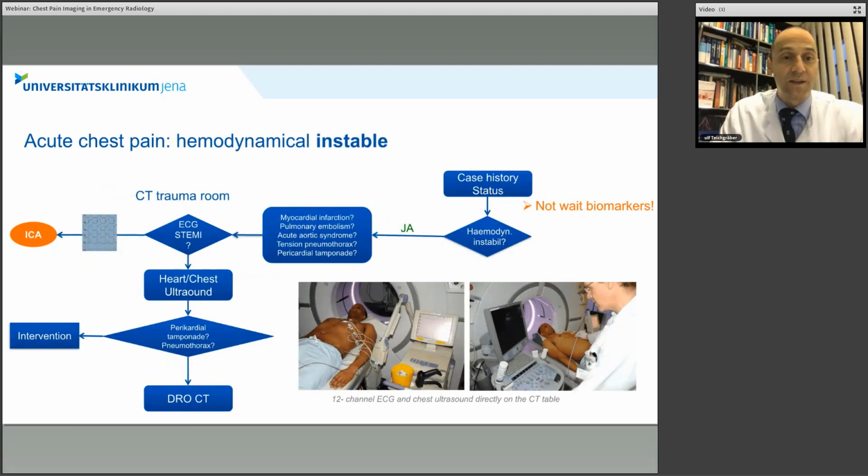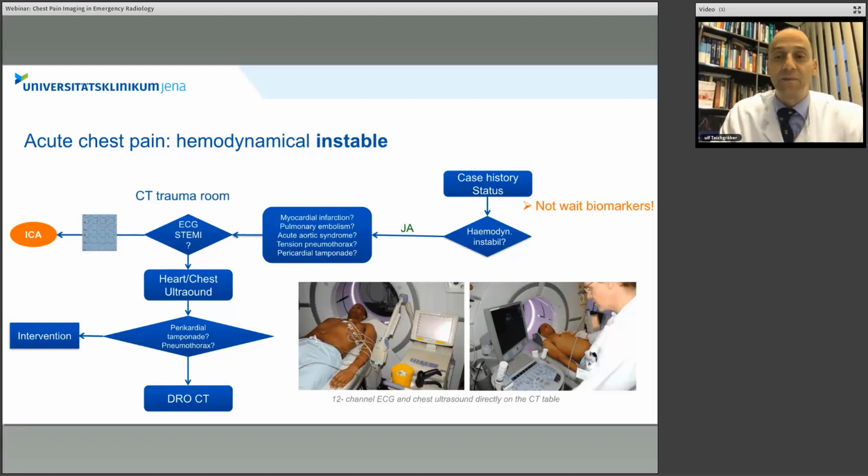And the most important part is, first of all, that you only have more or less 5 differential diagnoses. The one is the myocardial infarction, you have the pulmonary embolism, you have the acute aortic syndrome, that means aortic dissection or aortic rupture. You have tension pneumothorax and pericardial tamponade. These are 5 main situations which can evoke an unstable situation of the patient.